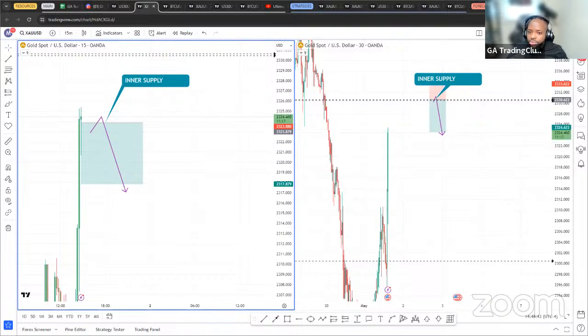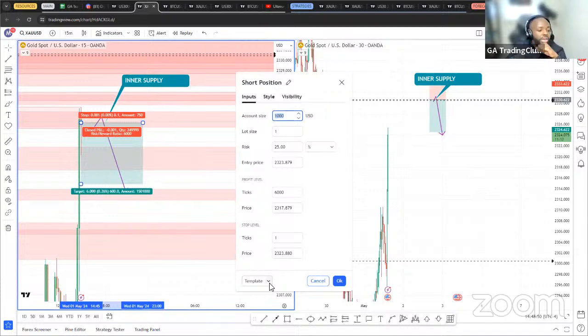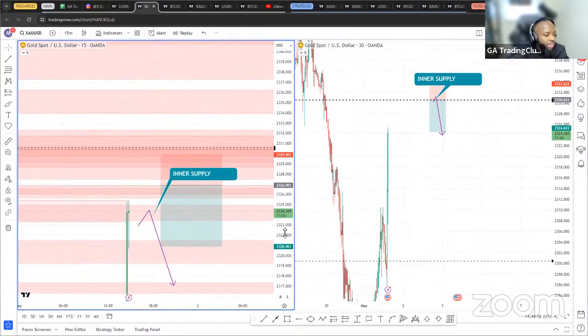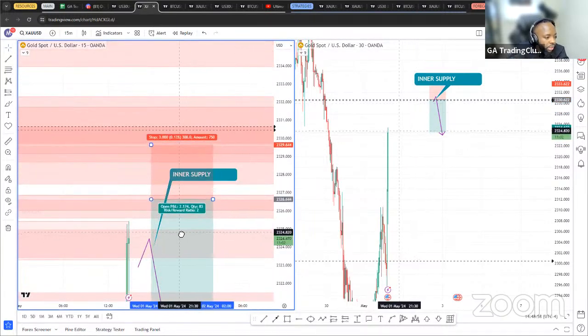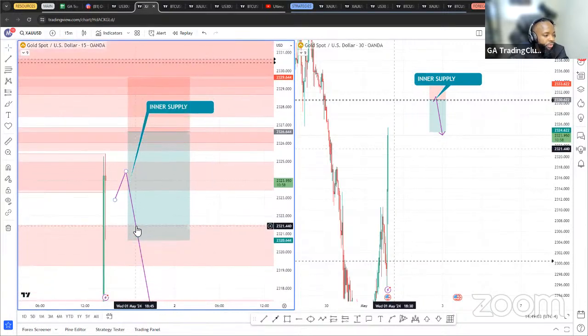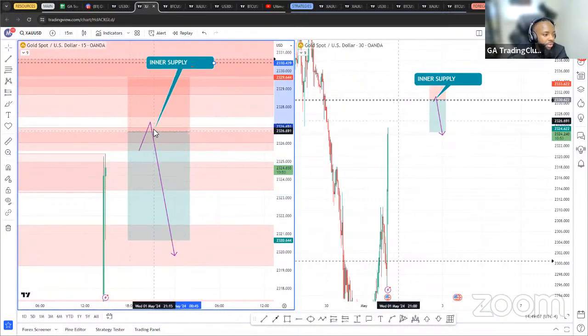Or if it goes against us, we want a chance to get out at break even. So let's look for the next area where we can have entries on gold. The next supply zone on gold is at 23.26. So we've already been taken out at break even, or personally, I'm out at break even for that trade.